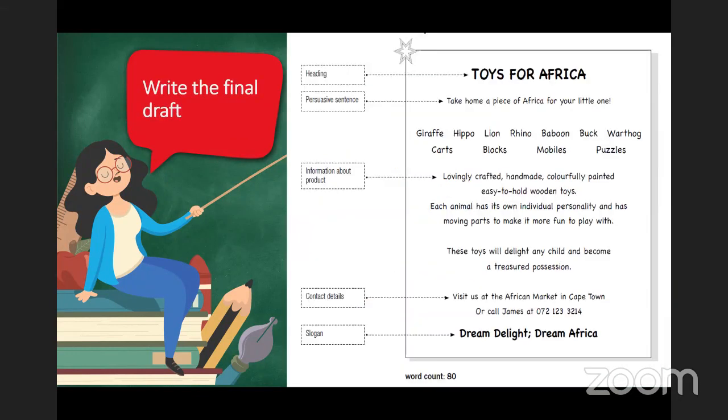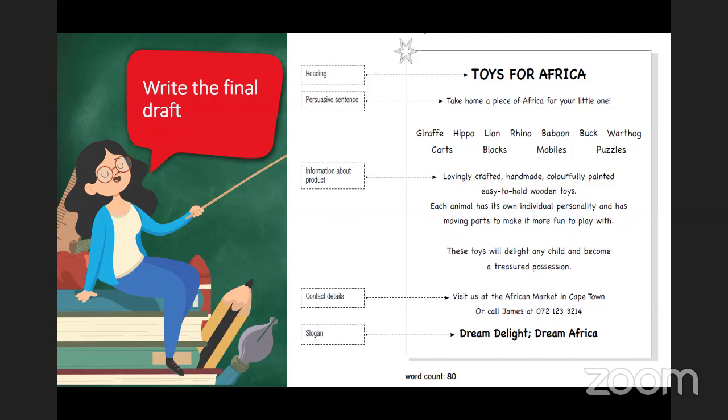So there it would be. We have our heading, Toys for Africa, big, bold. You cannot mistake it for any other thing. You can tell that that would be a brand name. So it's got to be visible, it's got to be in your face and quite obvious to the audience.